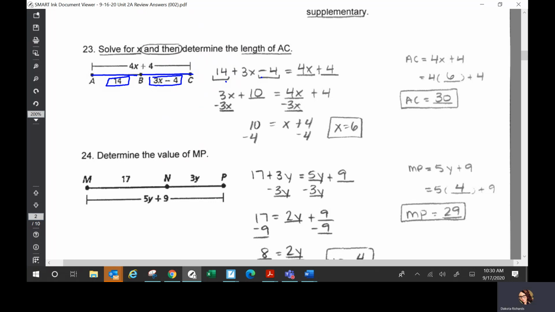Okay. And then it asks you to determine the length of AC, so you have to go back in and plug in 6 here for x. 4 times 6 plus 4 is not 30. It's 28. Questions?